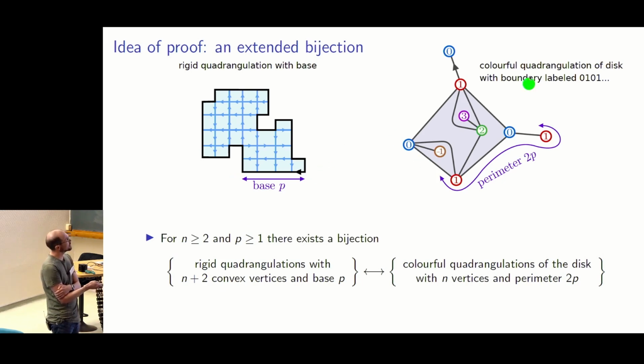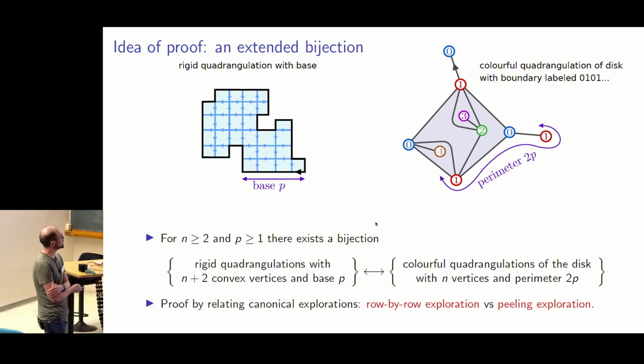So what is a colorful quadrangulation of the disk? Well, it should satisfy the same requirements as before, except that now I have a boundary and require that the labels along the boundary alternate between 0 and 1. So if we prove this more general bijection, then the previous one actually follows as a special case. And the way to do this is by identifying canonical explorations on both sides. So it will be a row by row exploration of the rigid quadrangulation and the peeling exploration on the labeled quadrangulation.